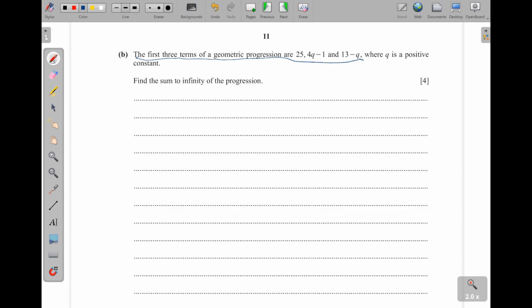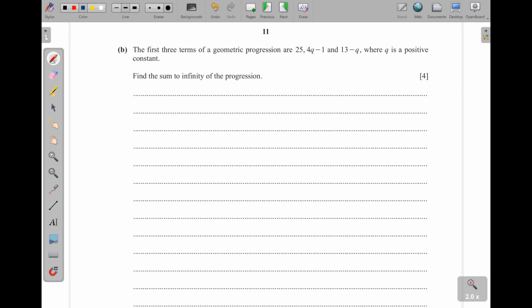Part B: the first three terms of a GP are the same as the other ones, right? But where there is p, they have put q. So where q is a positive constant, find the sum to infinity of the progression. Now we need to find the common ratio. So the first term, a, is 25. Then ar is 4q minus 1, and ar squared is 13 minus q.